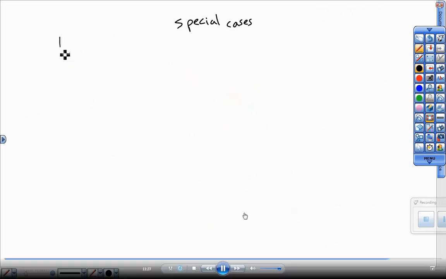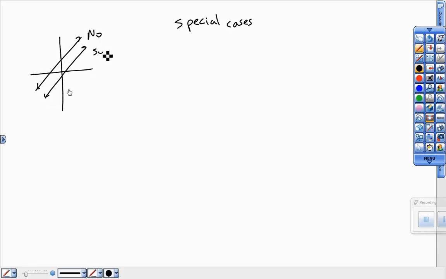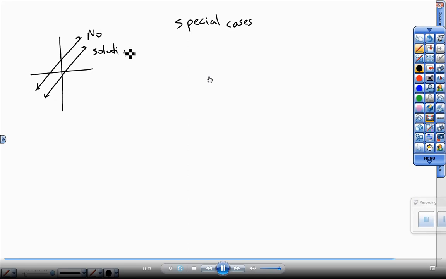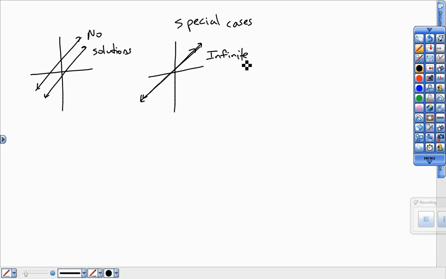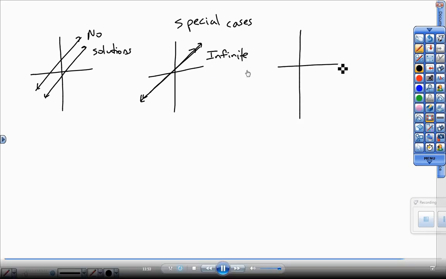So special cases, I need you to know for graphs, parallel lines, that's your no solution look. If I have two lines that are overlapping one on top of each other, that's your many solution look, or infinite. And then the last type, of course, is if you have two lines intersecting, that is one solution, one answer. Write it as a coordinate if this is the one that you're doing.